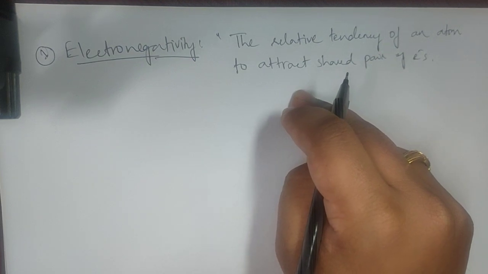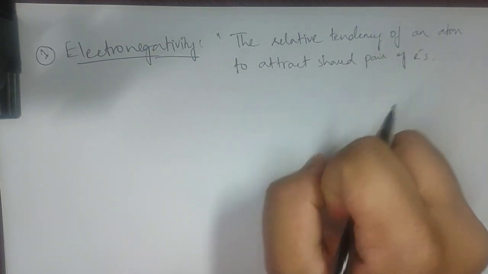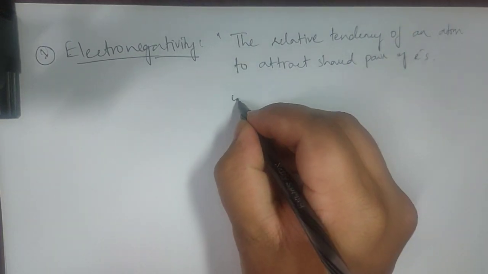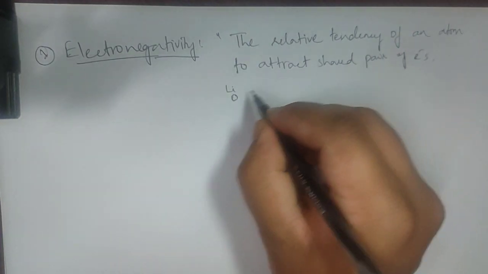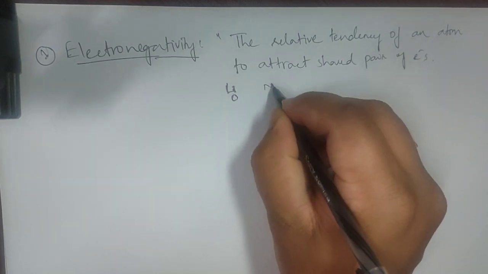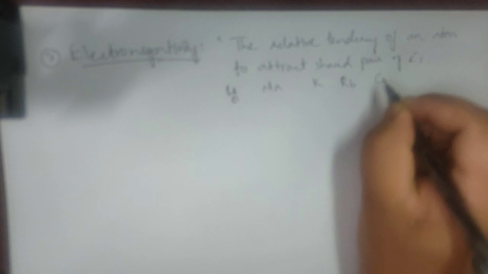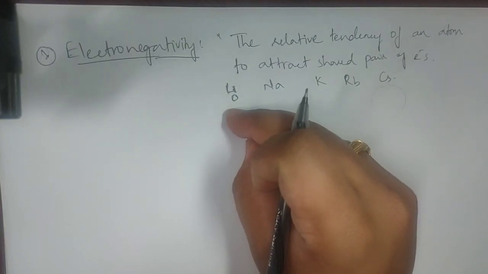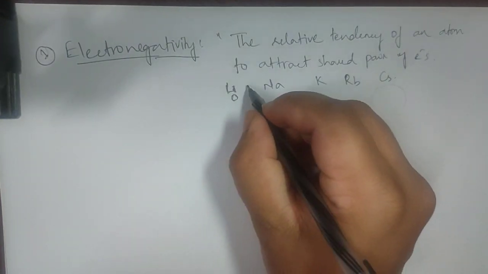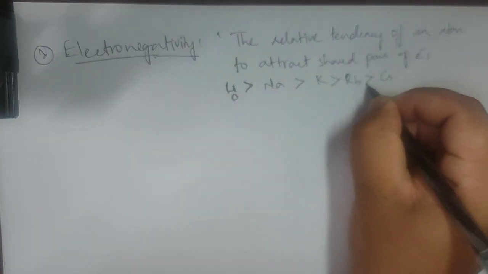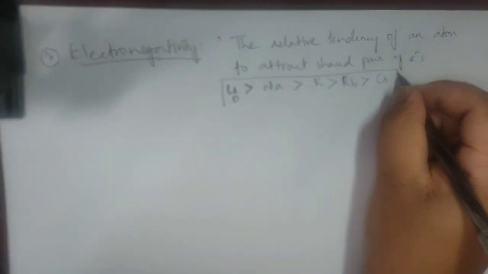Okay, so in which case is the attracting power greater? Lithium is a smaller atom. Then I have sodium, potassium, rubidium, cesium. Cesium is a bigger atom. So in which case will the force of attraction be greater? Obviously the smaller ones. So this small fellow will have higher electronegativity than sodium, than potassium, than rubidium, than cesium. So remember this order.